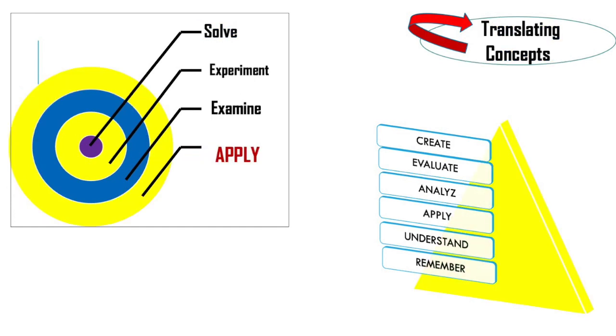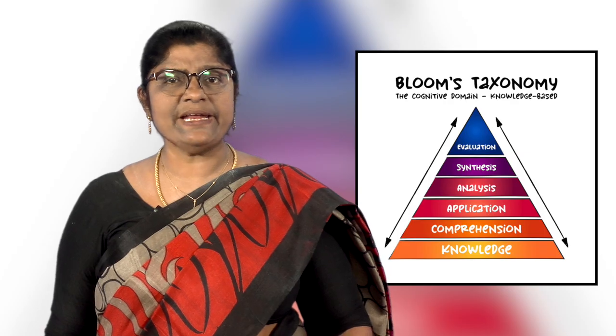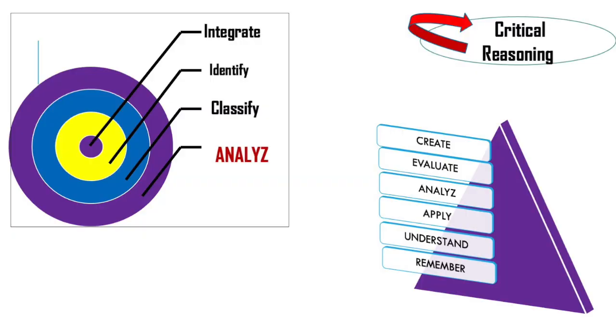Apply refers to translating concepts, learning in the classroom to other academic or non-academic scenarios, such as using a maths formula to determine an appropriate budget. Learning outcome verbs for this level include examine, experiment, and solve. Analyze refers to drawing parallels between ideas and using critical reasoning to determine patterns and connections, such as differentiate between collective and individualistic societies. Learning outcomes verbs include classify, identify, and integrate.